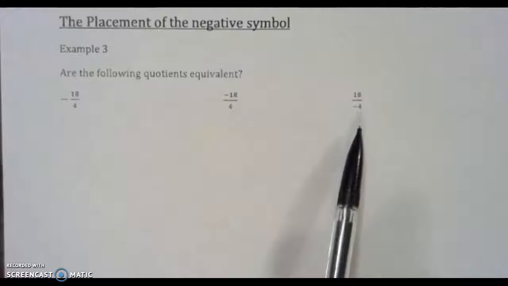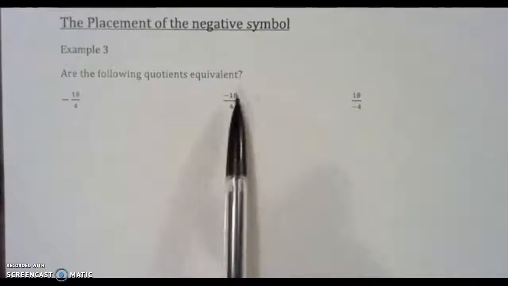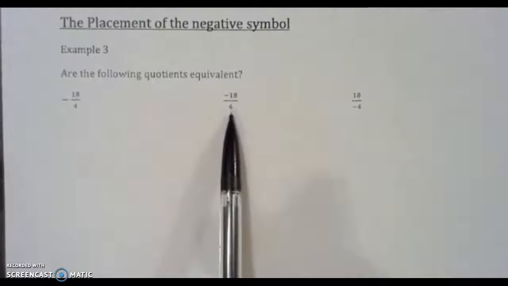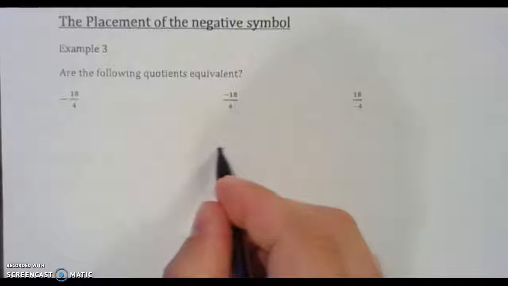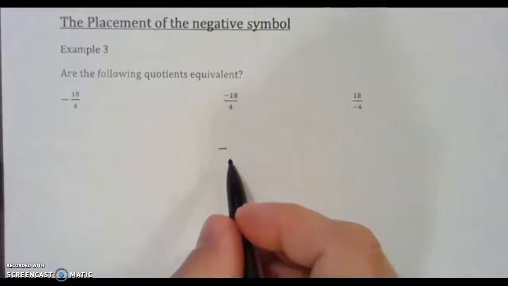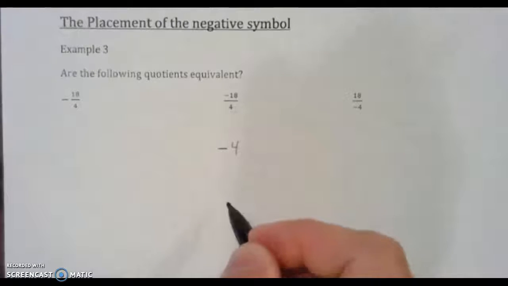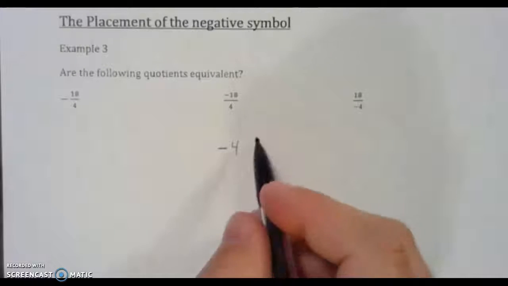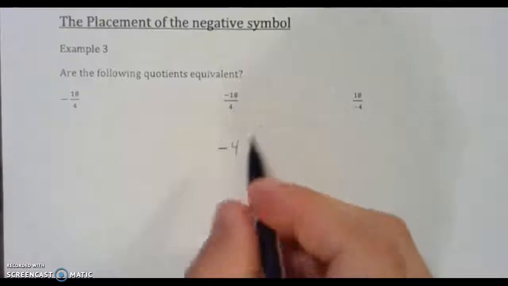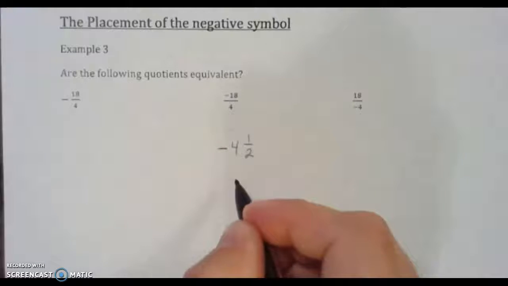I'll start with these two examples because we know our division rules. This is a negative number being divided by a positive number. This is going to be a negative number. I know that. And now I'm just going to ask myself, well, 4 goes into 18 4 times. And 4 times 4 is 16. That means that there's 2/4 left over, but 2/4 is the same as a half. So this answer is negative 4.5.